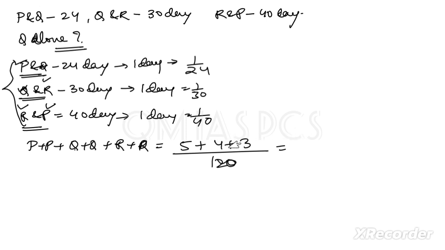So we will get how much? 5 plus 4 plus 3, that is 12 by 120. So it will be 1 by 10. Sorry, not 1 by 10, 1 by 12.